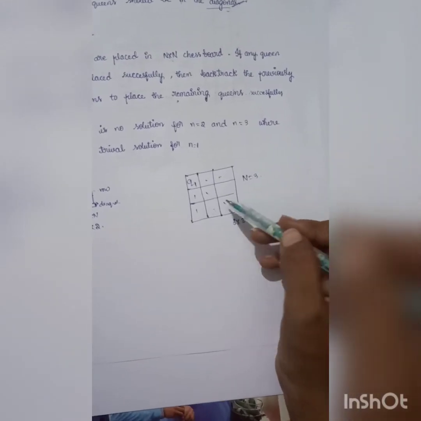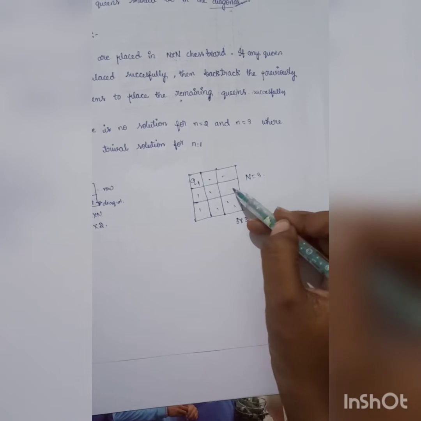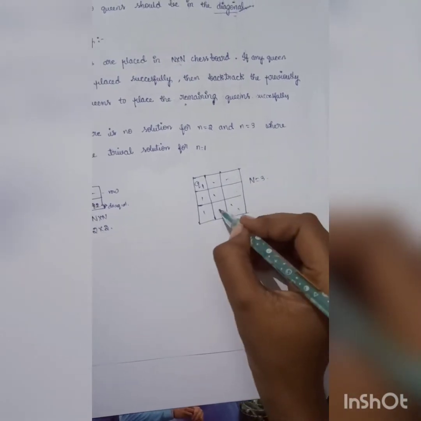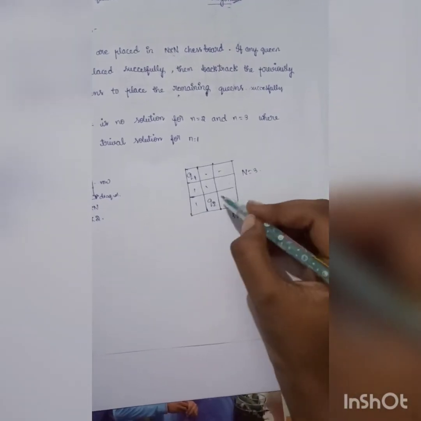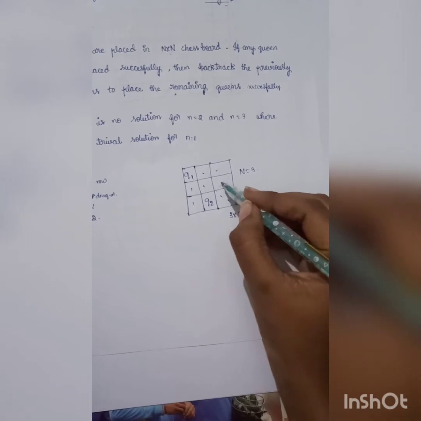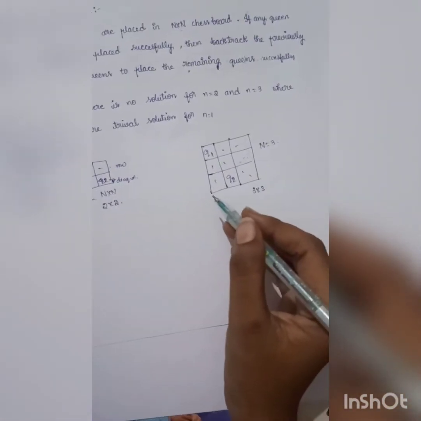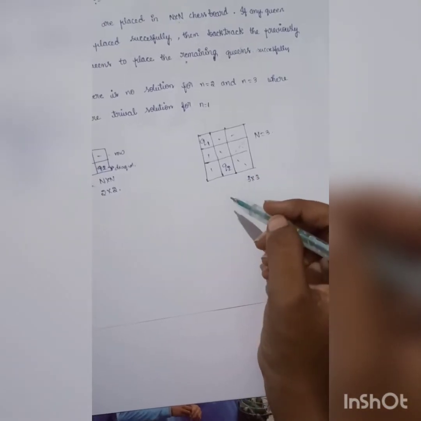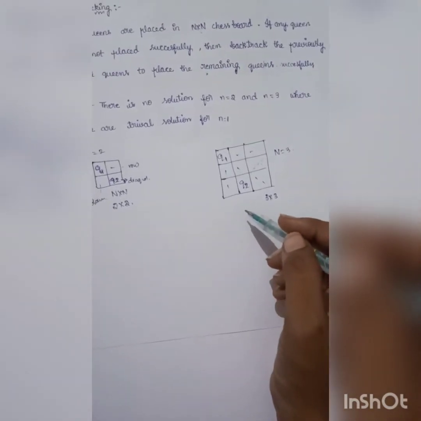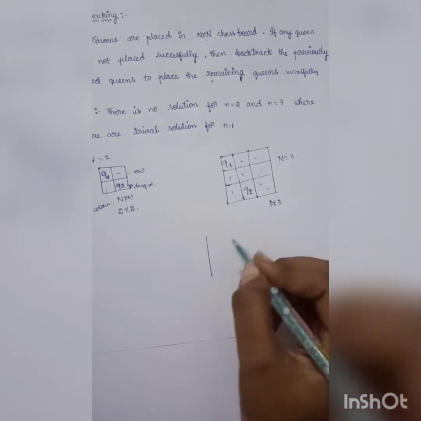Now the queen can be placed either here or here. If we place queen 2 here, then it is the diagonal and here queen 3 should not be placed. Let us backtrack queen 2 to find the solution for placing queen 3. Let us backtrack it.